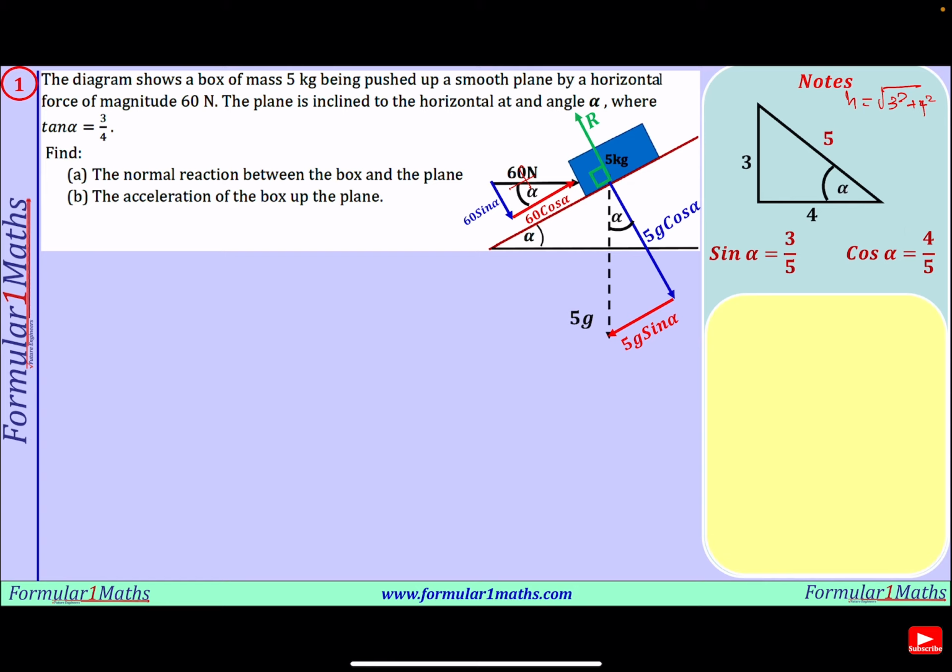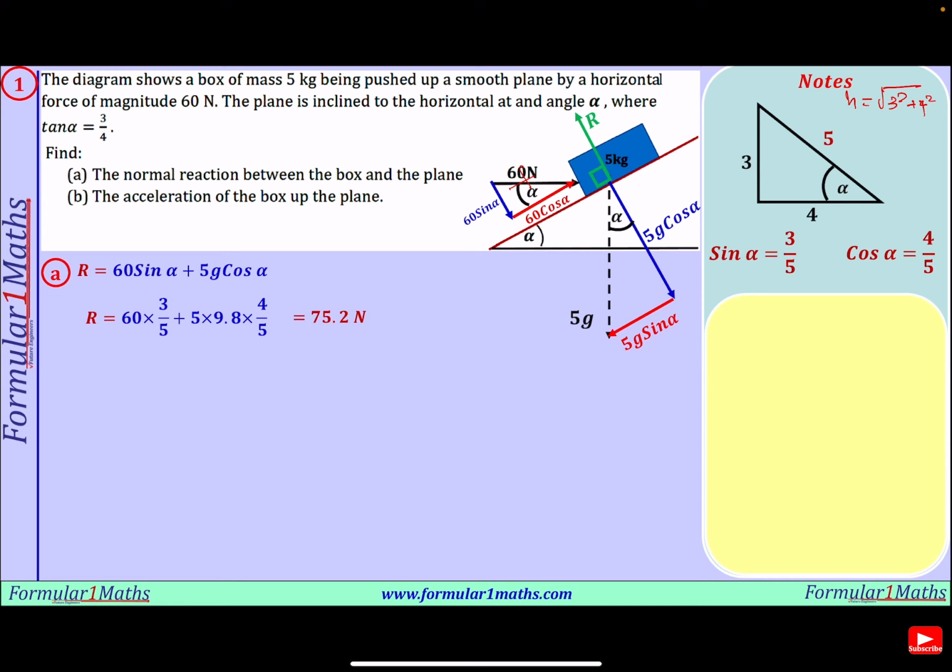Because the box is not moving off the plane in that direction or going through the plane, we can say all the forces going this way will be equal to all forces coming this way. So that means we can write our first equation down, which will be R equals 60 sine alpha plus 5g cos alpha. But we know the values of sine alpha and cos alpha, so we do our substitution to get that. And then when we evaluate, we get 75.2 newtons. And that's the normal reaction.